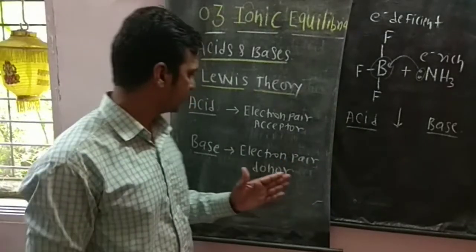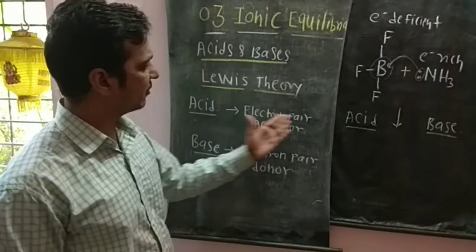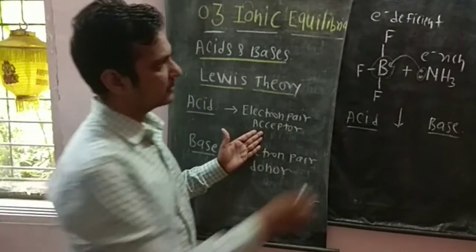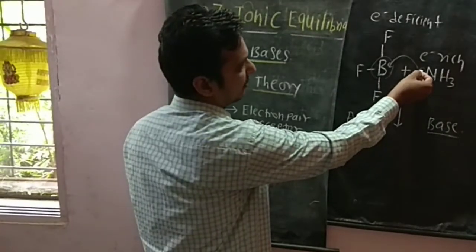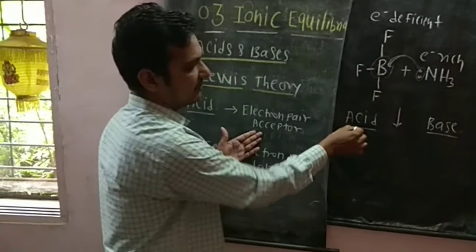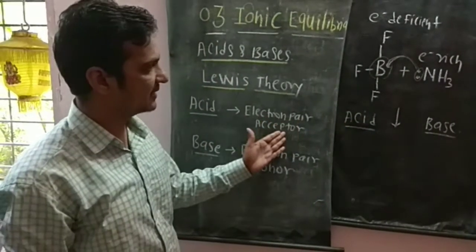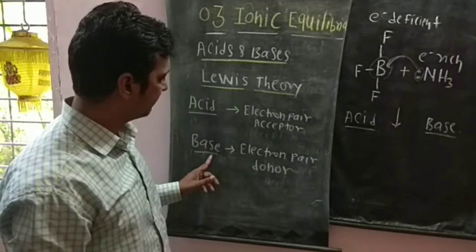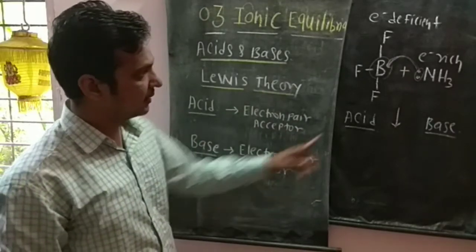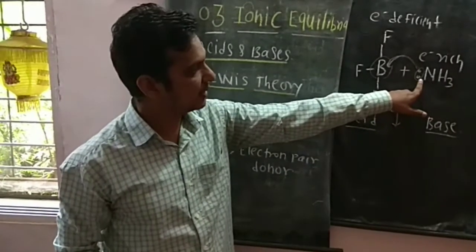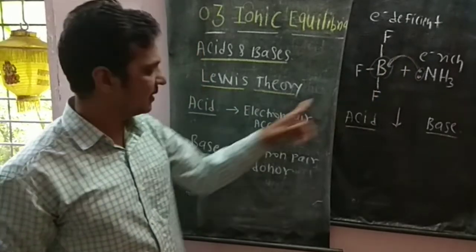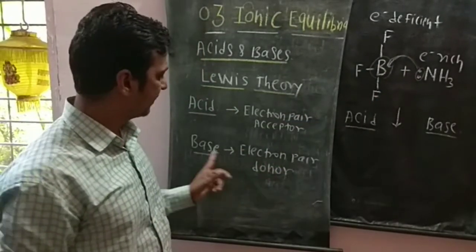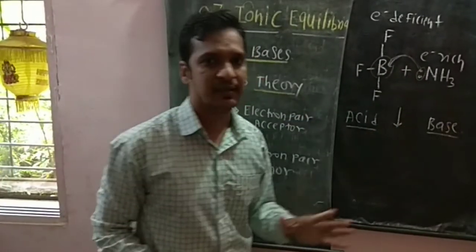According to the definition, an acid is an electron pair acceptor. Here BF3 accepts an electron pair from ammonia. That is why BF3 is an acid. And a base is an electron pair donor. Here, which is the base? Ammonia. Ammonia donates an electron pair to BF3. That is why an electron pair donor is called a base, and NH3 is a base.